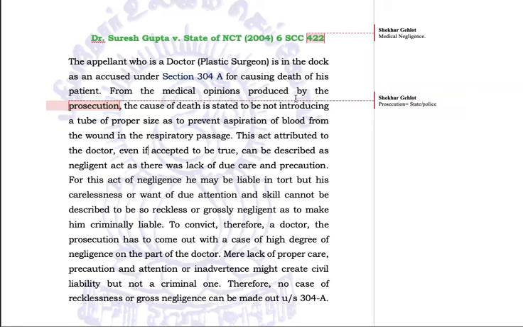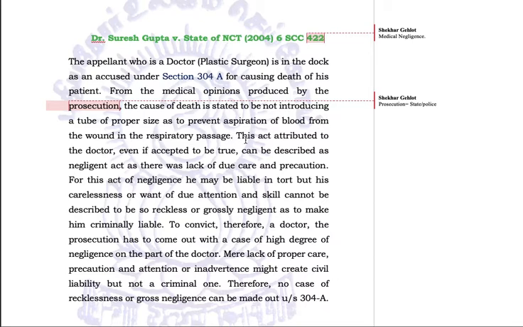They brought some medical opinion from other doctors over the surgery which this doctor had conducted. The cause of death is stated to be not introducing a tube of proper size so as to prevent aspiration of blood from the wound in the respiratory passage. Now there is a wound in the respiratory passage. Probably somewhere in the chest or the neck region there was a wound, and the medical opinion suggested that the doctor should have used a tube of proper size to prevent aspiration of blood.